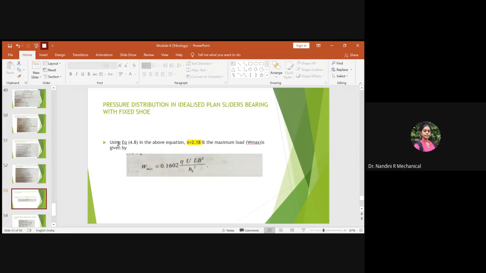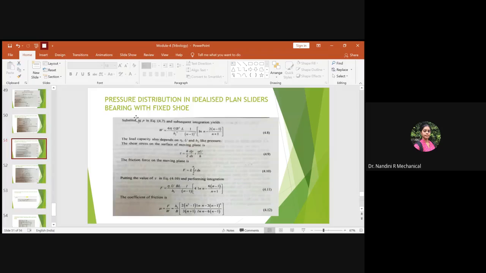4.8. Yes, so using equation 4.8, in the above equation you will put 2.18. Equation 4.8 is the load bearing capacity. Without using the load bearing capacity equation, you cannot find out what W max is. So to know W max, you should know some numerical value for the attitude, right? This value you cannot claim theoretically because we haven't done any mathematical modeling and theoretical analysis. But other people have already done it and proved the n value as 2.18.